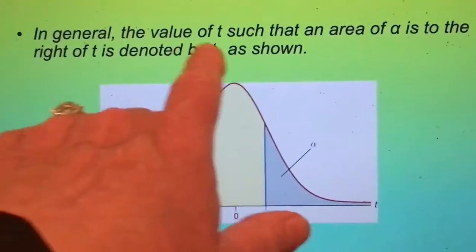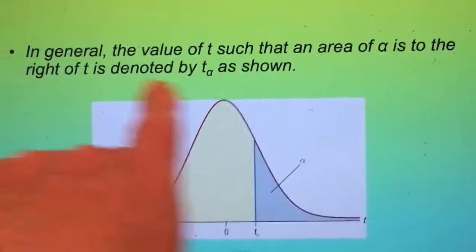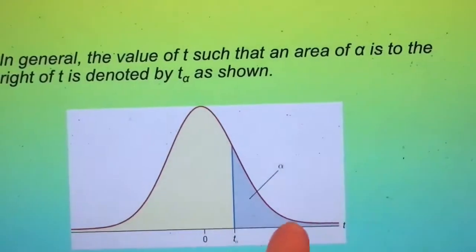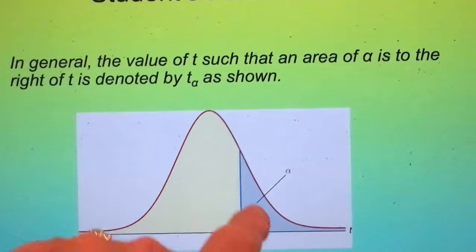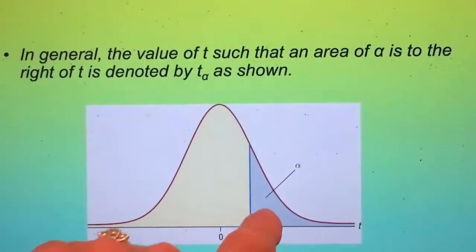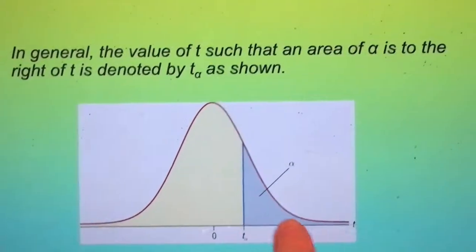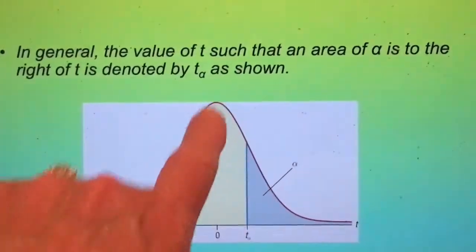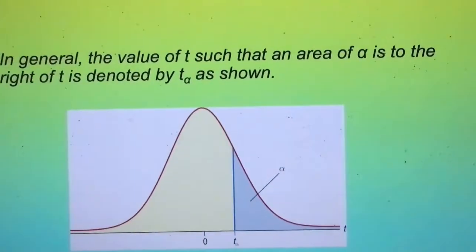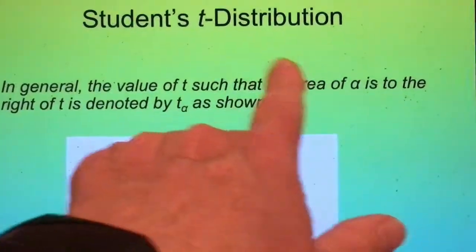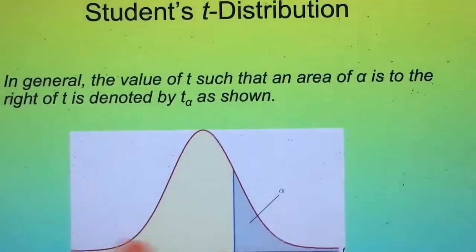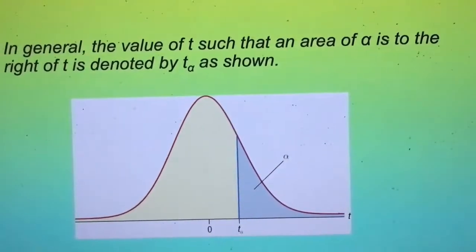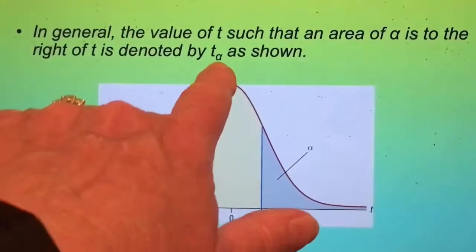In general, the value of t such that an area of alpha is to the right of t is denoted by t sub alpha. Remember, we're usually looking for an alpha over 2 for our purposes, but they're saying, what if you had everything in one tail? Then you'd have alpha in one tail as your critical area. So this is just a student t slide. We'll be using a lot of this as we go into hypothesis testing. Right now, all we're doing is alpha over 2 instead of alpha.